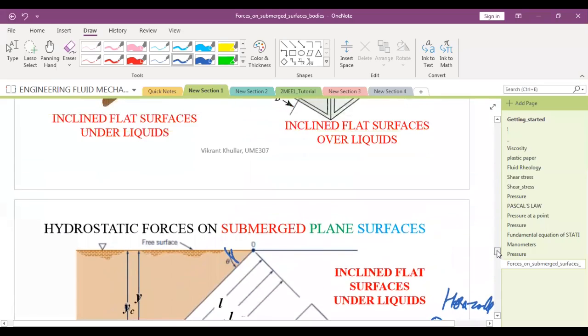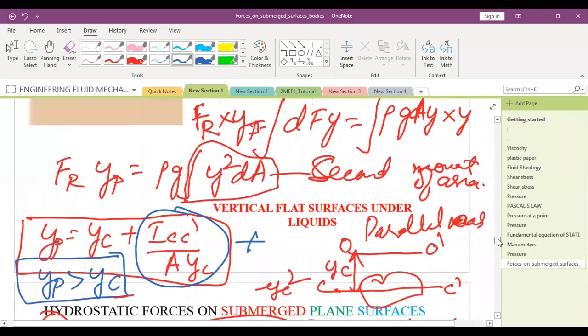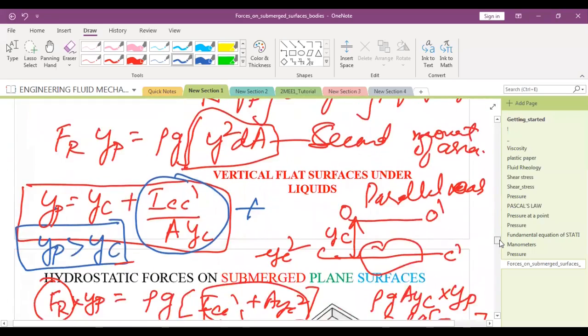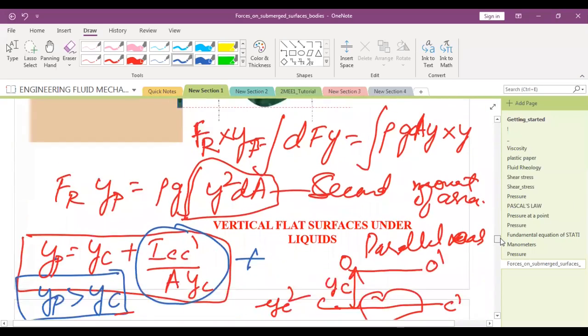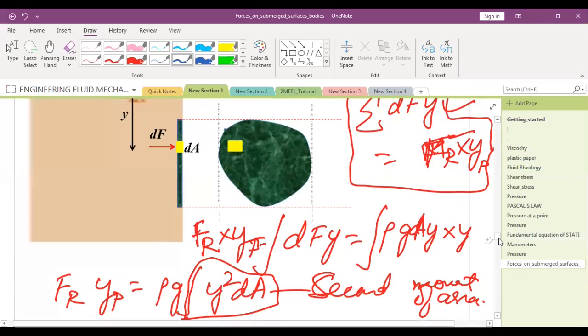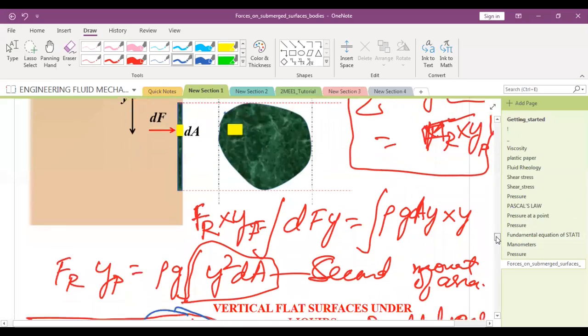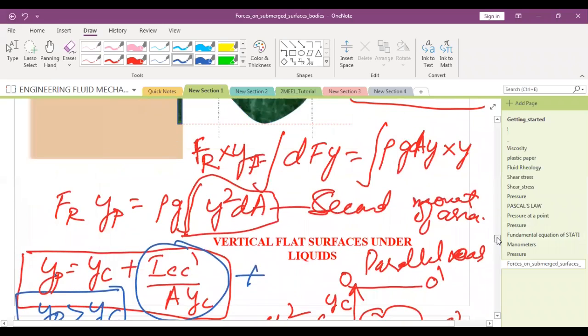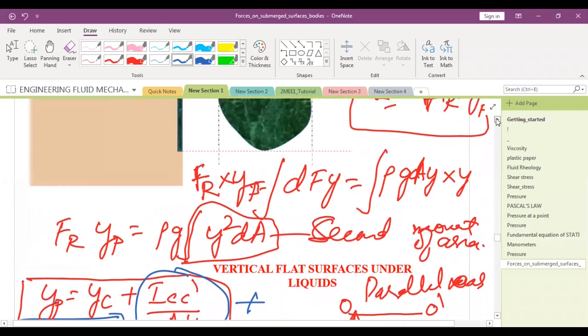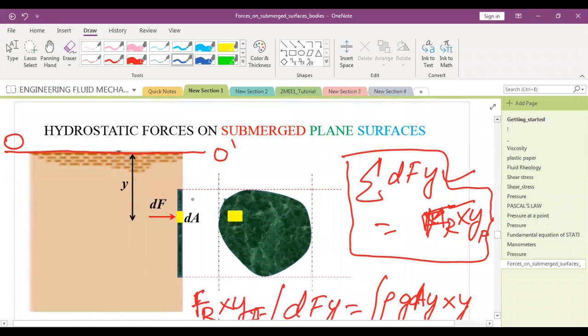So that is the more general formula. So I have done it for simpler cases, then I will shift to a more complicated case. But this is not complicated. सर एक बार yp समझा दो. yc plus I_CC dash upon A yc कैसे आया? बेसिकली जैसे हमने पहले किया, ये तो समझ आ गया आपको, FR कैसे आया?